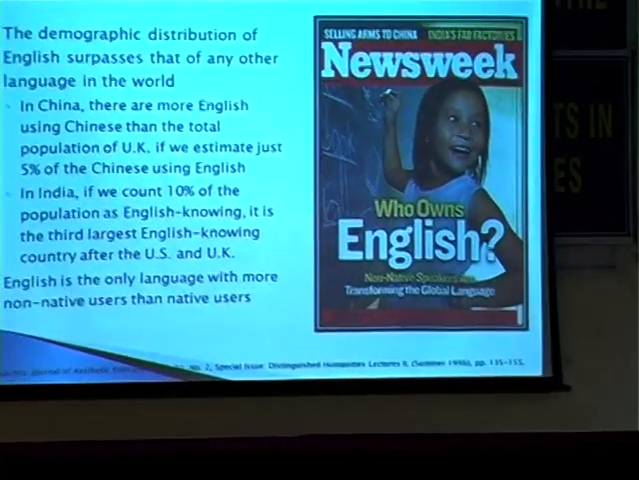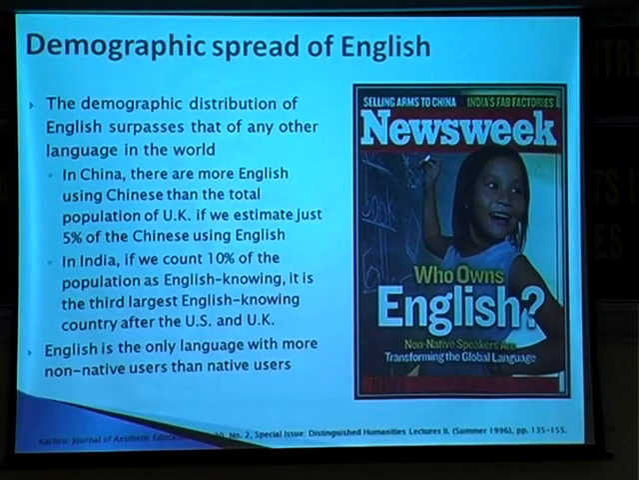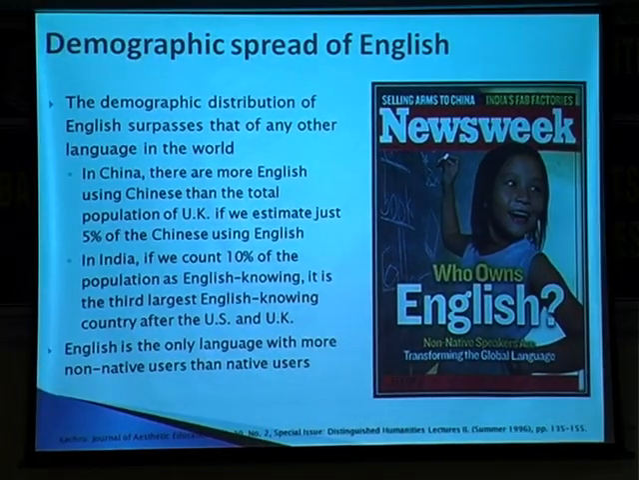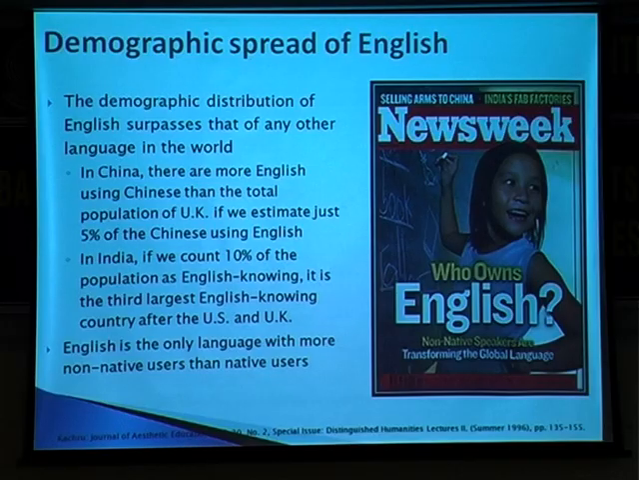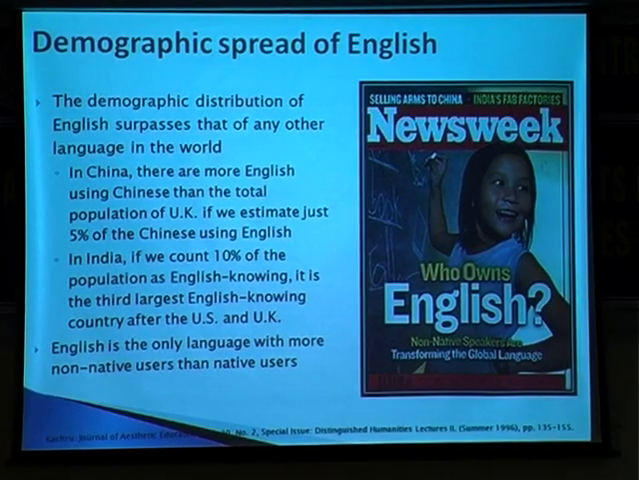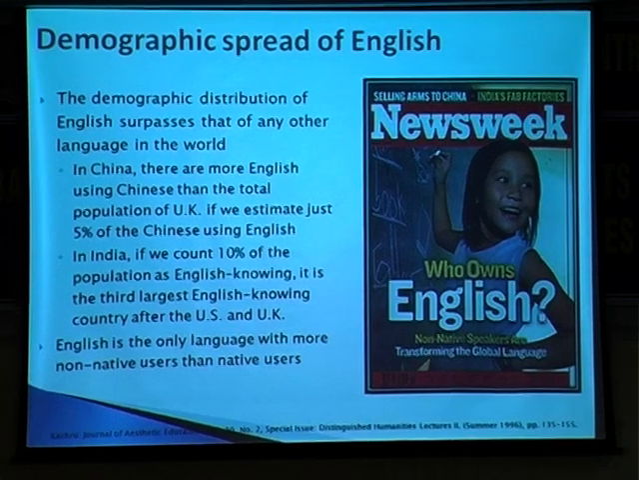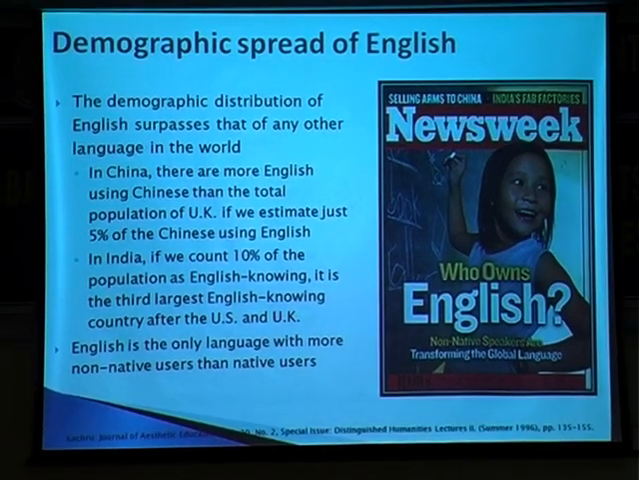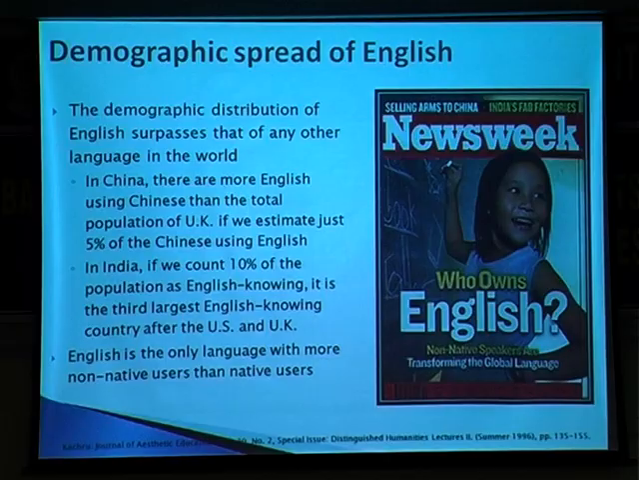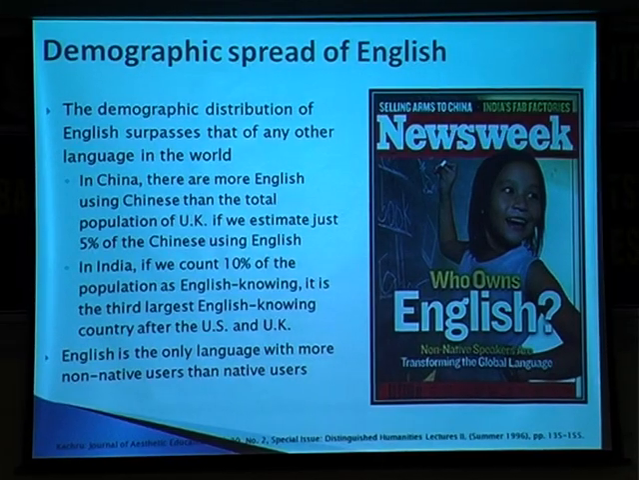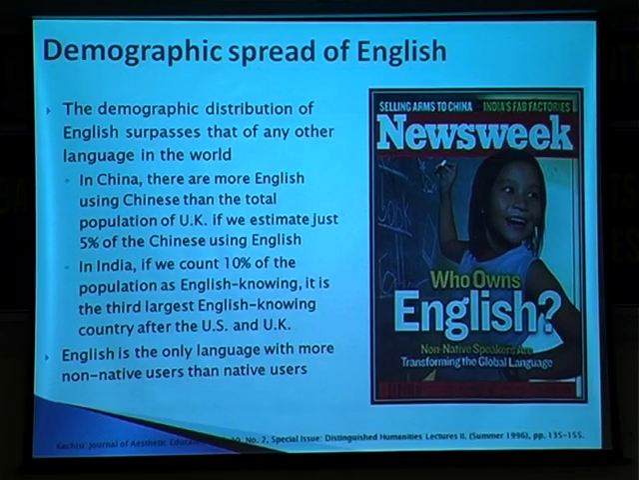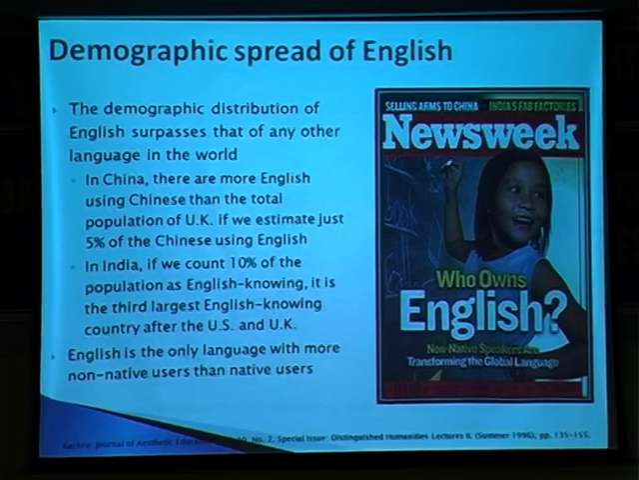So again, the distribution of English into different parts of the world actually surpasses that of any other language. The demographic distribution of English surpasses that of any other language in the world. According to Kachru, in China there are more English-using Chinese than the total population of the UK, if we estimate just 5% of the Chinese using English.